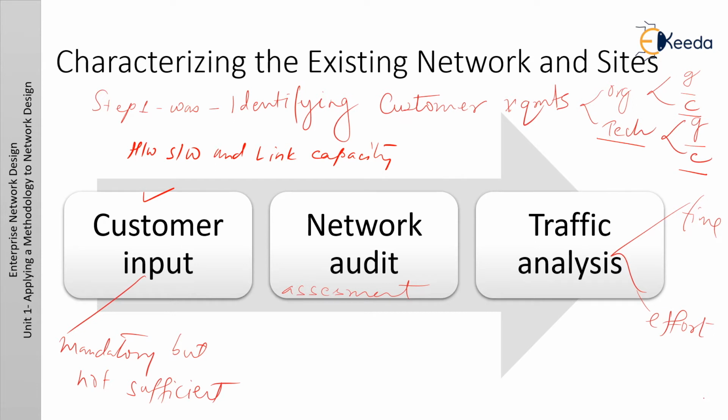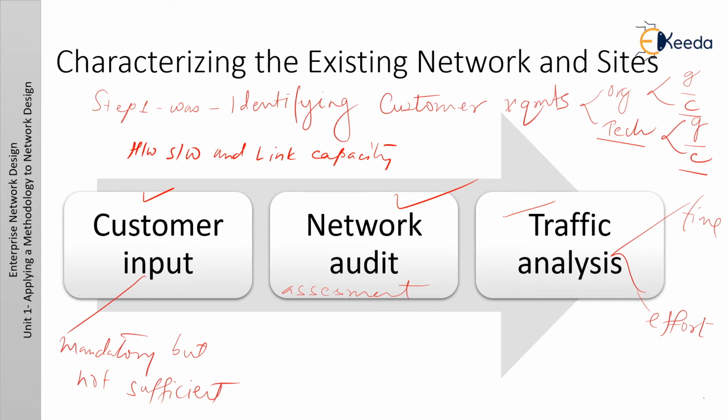The second step is network audit. Perform a network audit, also called assessment, which reveals details of the network and augments the customer's description. And the third step is traffic analysis. If possible, use traffic analysis to provide information about applications and protocols used and to reveal any shortcomings in the network. Although traffic analysis is a good idea in principle, it is often too costly in terms of time and effort to do in practice.